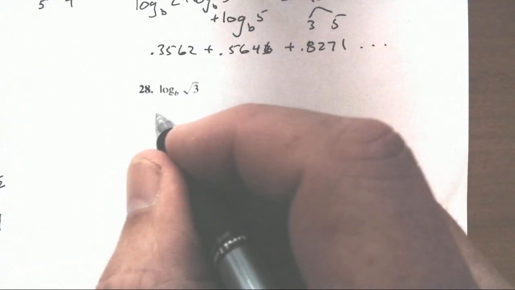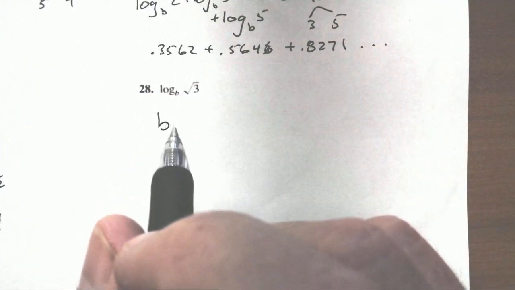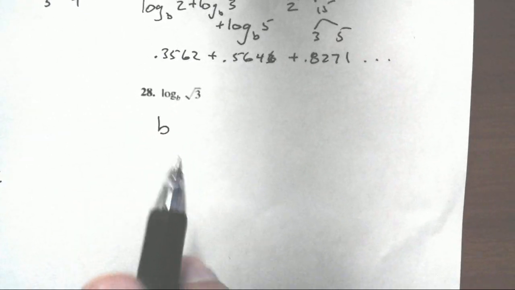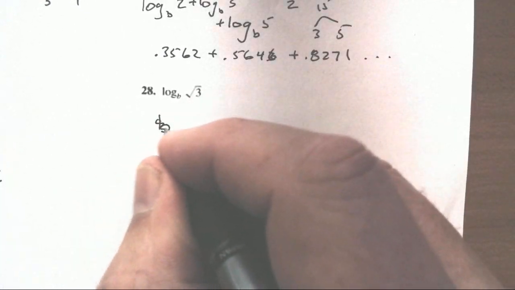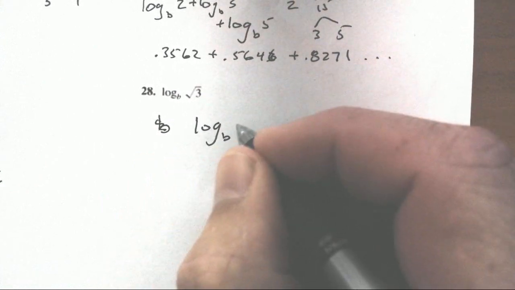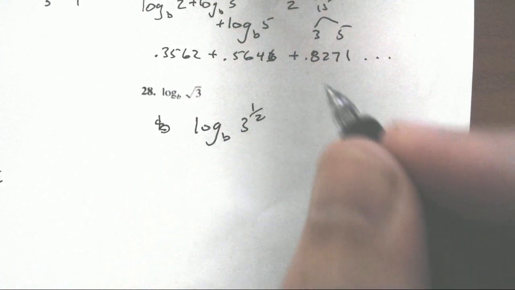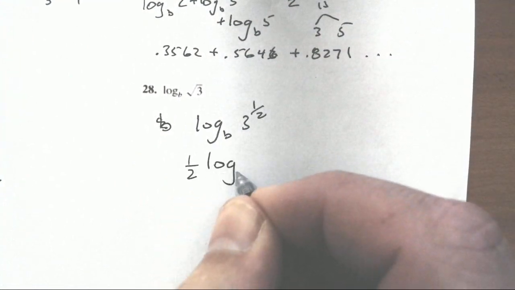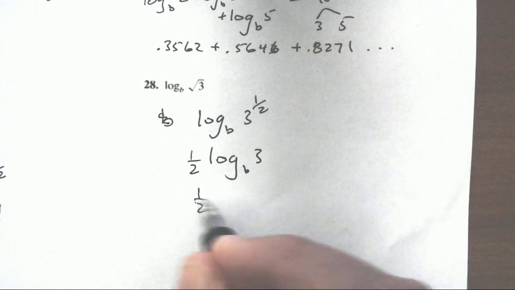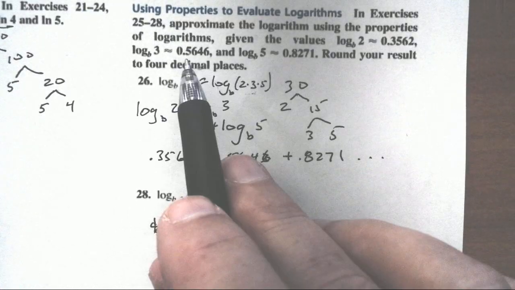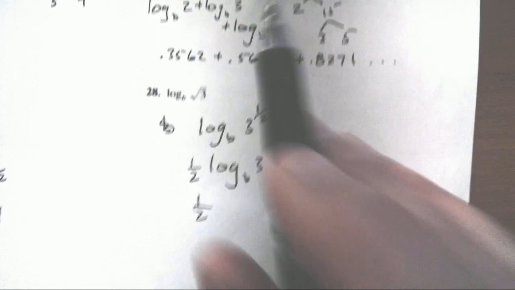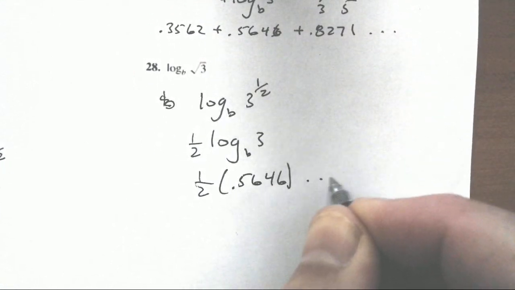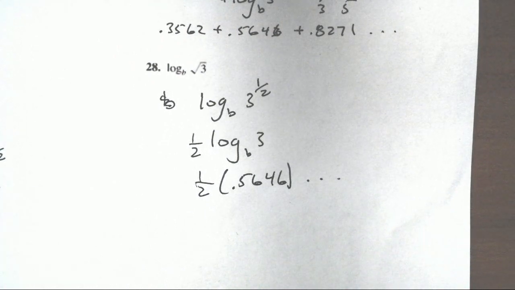Okay, as I mentioned just prior on problem 24, if we have radicals mixed with logarithmic statements, we would probably rather have that as 3 to the 1/2 power, which is 1/2 log base b of 3. And 1/2 log base b of 3 is given by 0.5646. And I will leave that calculation to you with your calculator.